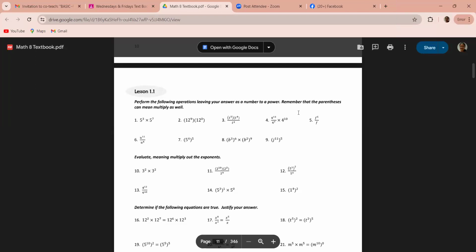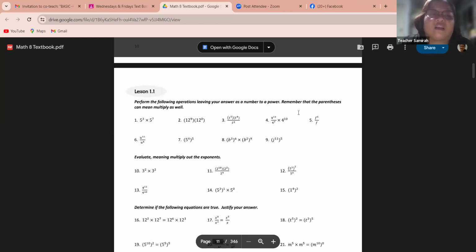Miss, it's too hard for me to answer. It's still hard. So, are you late? Yes, miss. Okay. So, if you encounter such as number 1, look at the bases. What is the base there? The base is actually 5. They are the same, right? So what are you going to do with the exponents? It is actually multiplying numbers having the same base. So you are simply going to add all the exponents.